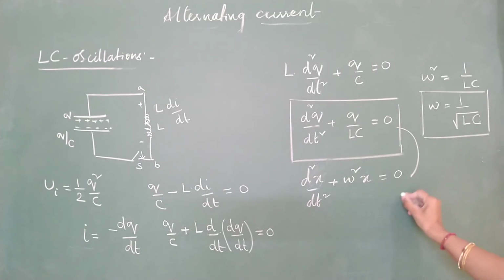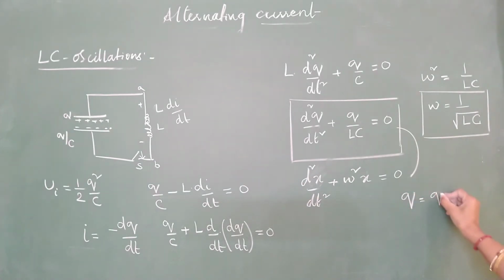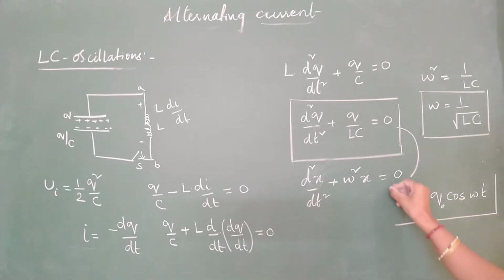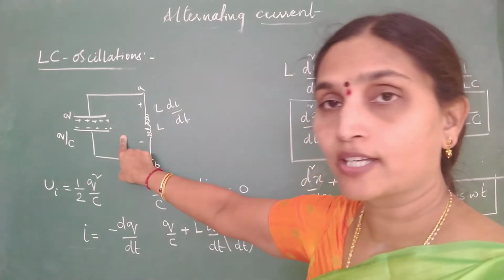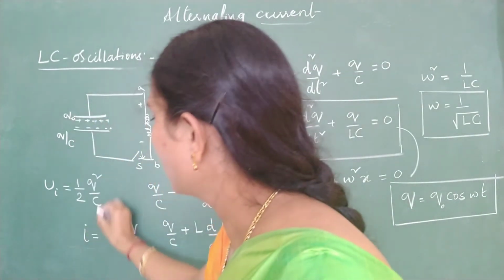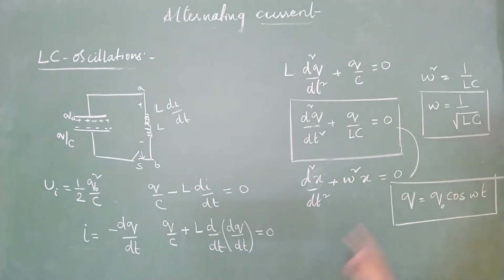Similarly, now I can write charge as initial charge on capacitor. I'll take it as Q naught cos omega t. Okay, I'm writing it as cos omega t because at t equal to 0, capacitor was fully charged. You can't write it as sin omega t. If you write sin omega t, at t equal to 0, charge on capacitor is 0. But we know when you started your experiment, charge on capacitor was Q naught. So initial charge on capacitor is Q naught. So what should be your equation for charge on the capacitor? Q is equal to Q naught cos omega t.